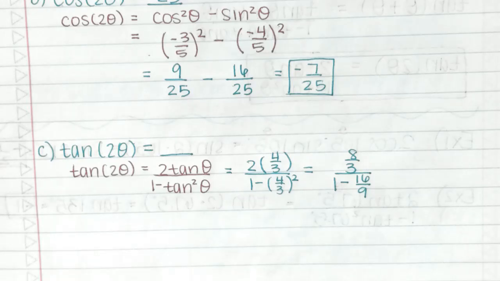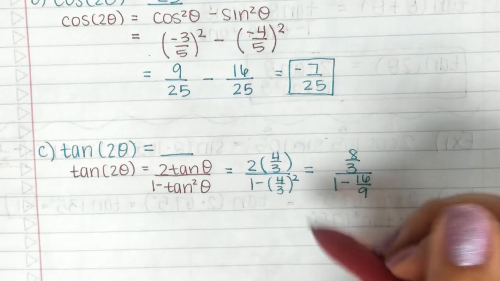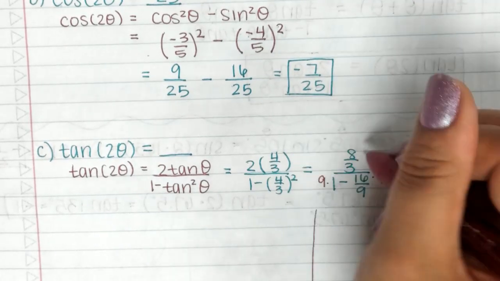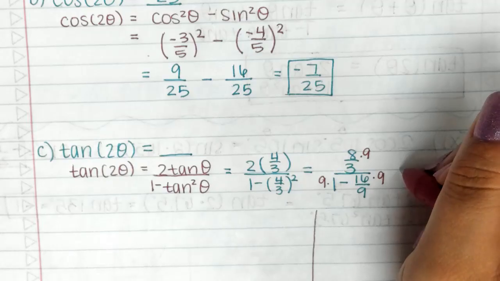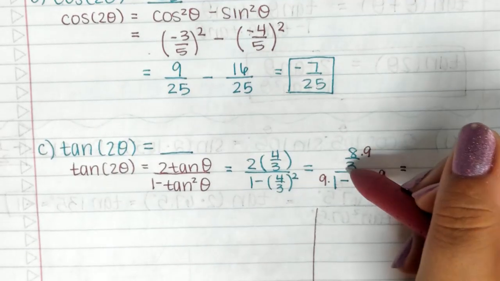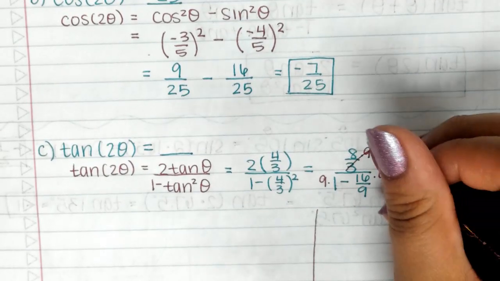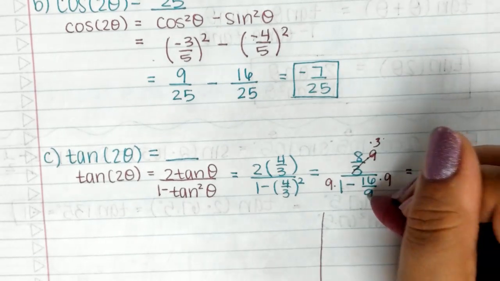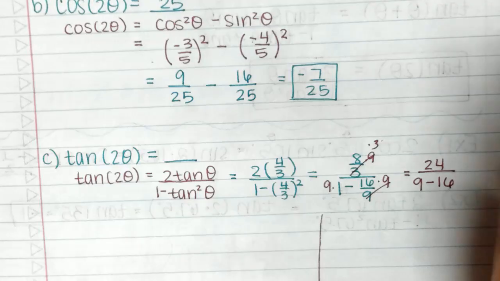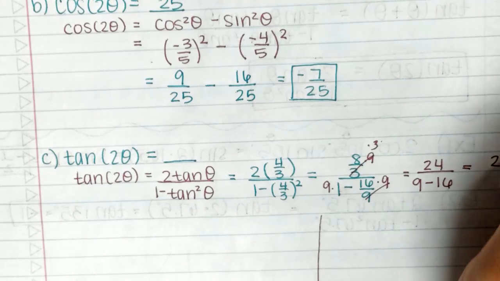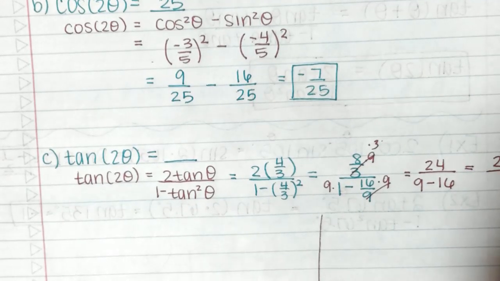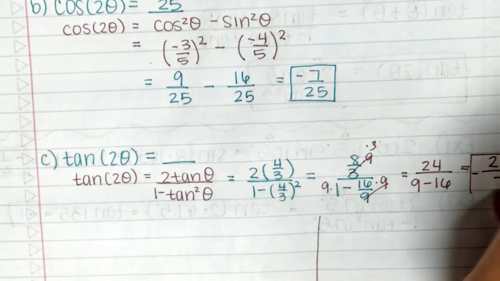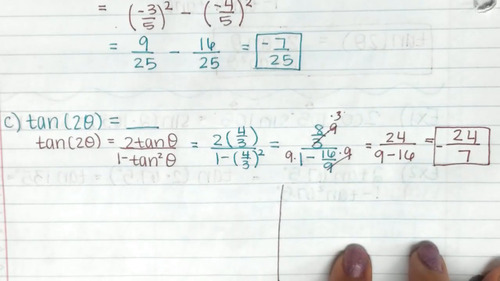You can do this a couple different ways. The first way I'm going to suggest you do this is just to multiply everything by 9. When you do that, we get 8 times 3 is 24 over 9 minus 16, which is 24 over negative 7. I'm going to put the negative out front. It doesn't matter where the negative goes. Oops, sorry.